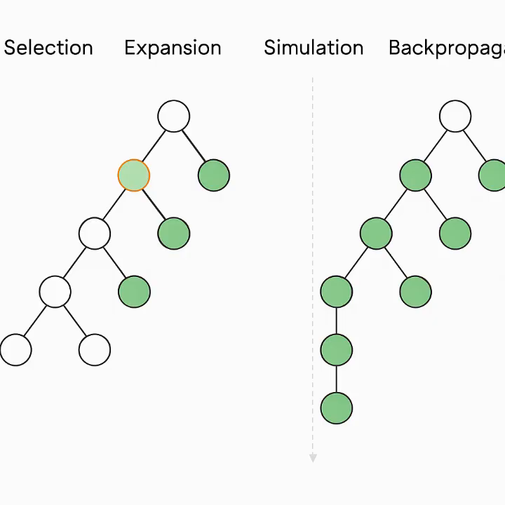The result of that random game, win, lose, or draw, is sent back up the path it took through the tree. It updates the stats for all the nodes along that path. Stats like how many times that move was tried and how often it led to a win.